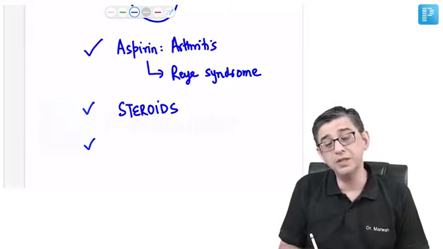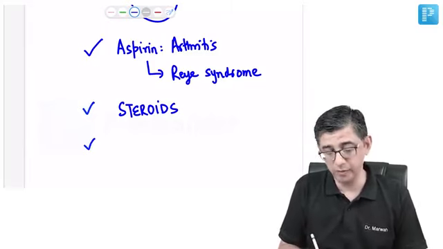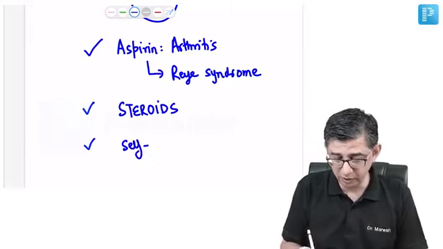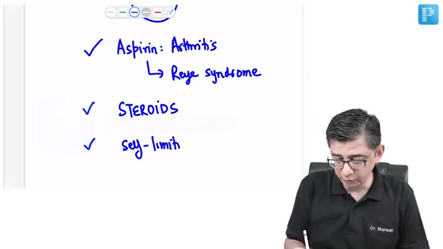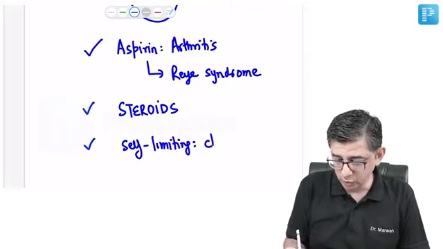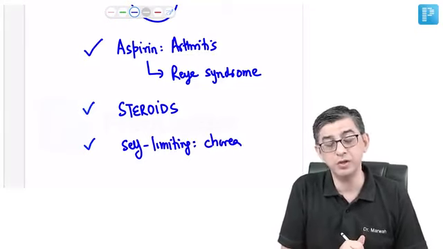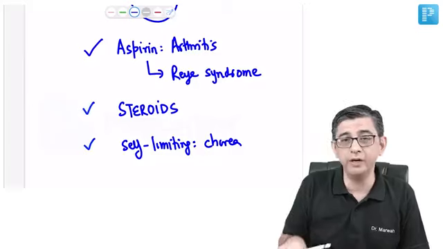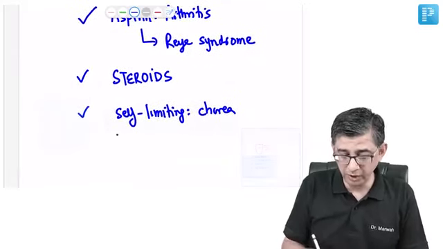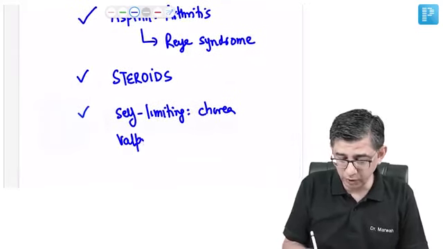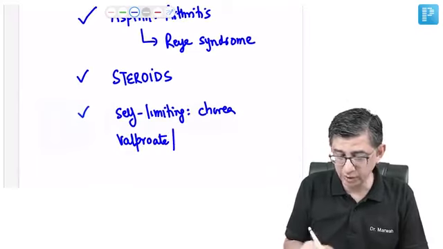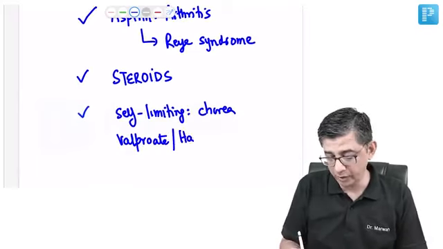Then as far as chorea is concerned, chorea is mainly self-limiting. So I'll just write the word self-limiting here to highlight the fact that we usually do not try to treat chorea because the manifestations disappear in 3 to 6 months. But if it is very disabling, we might have to start medication. What are the medications that you could be using? If the chorea part is disabling, you could be using valproate or you could be using haloperidol.